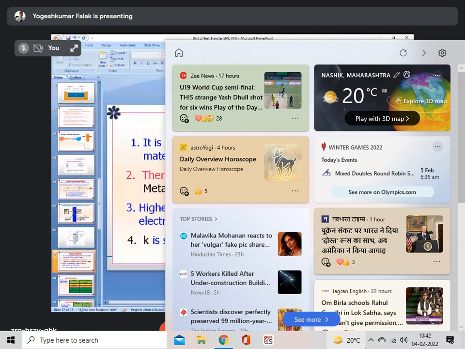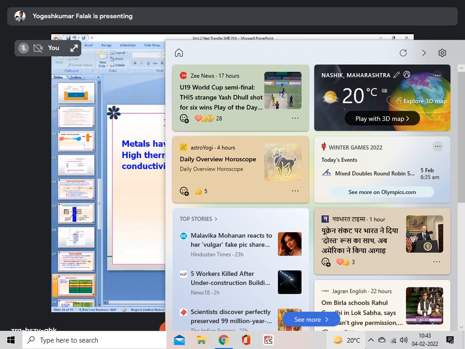Higher conductivity in metals is due to free electrons in their outer orbits. The more electrons in the outer orbit, the higher the conductivity. In gases, the number of free electrons is less as compared to metals. So metals have more free electrons in their outer orbits and therefore higher thermal conductivity. And K is strongly dependent on the temperature: K is equal to K0 (1 plus alpha T).